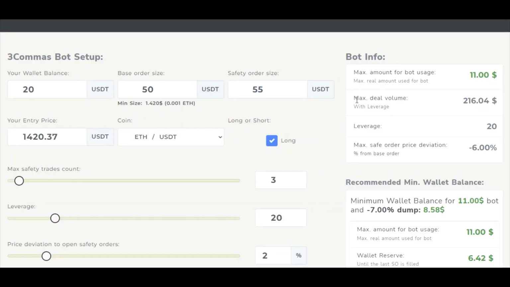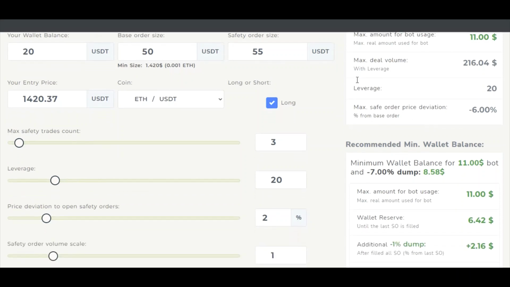And max deal volume is 260. That means that you have to multiply this one into 20. It would be 220. So this is approximately correct, because it is not going to be always 55. It can be 54, 56 like that. So this is okay. And leverage 20, and max safety order price deviation 6%, because 2% one time, and there would be 3 safety orders. So 2 into 3, 6%.